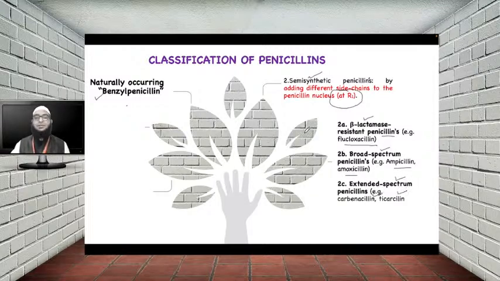So although the basic structure is the same, you have just changed the group in the R1, that is the alkyl group, and due to the change in the alkyl group you get different structures which have different spectrums of activity. So here you can see flucloxacillin, which is beta-lactamase resistant, then broad spectrum penicillin, for example ampicillin and amoxicillin. Then you also get more extended spectrum penicillin, for example carbenicillin and ticarcillin. Okay, so this is all about the classification of the penicillin.